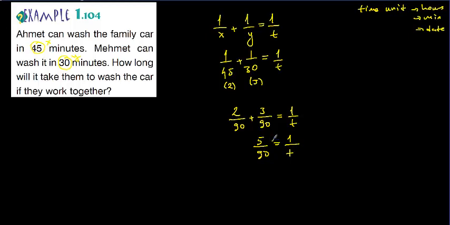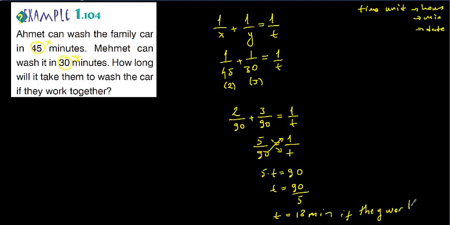If we cross multiply to find the t value, here we are going to multiply like this. 5 times t is going to be equal to 90 times 1, which is equal to 90. So t is equal to 90 over 5. So t is equal to 18. So in 18 minutes, they will finish the job if they work together.